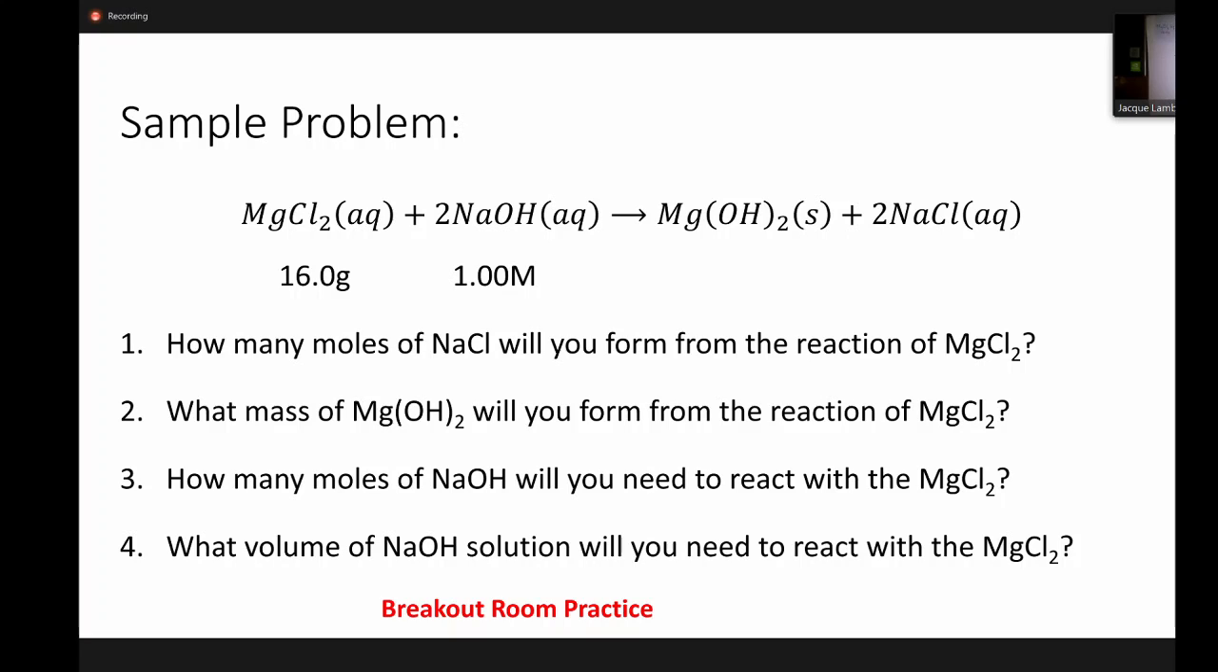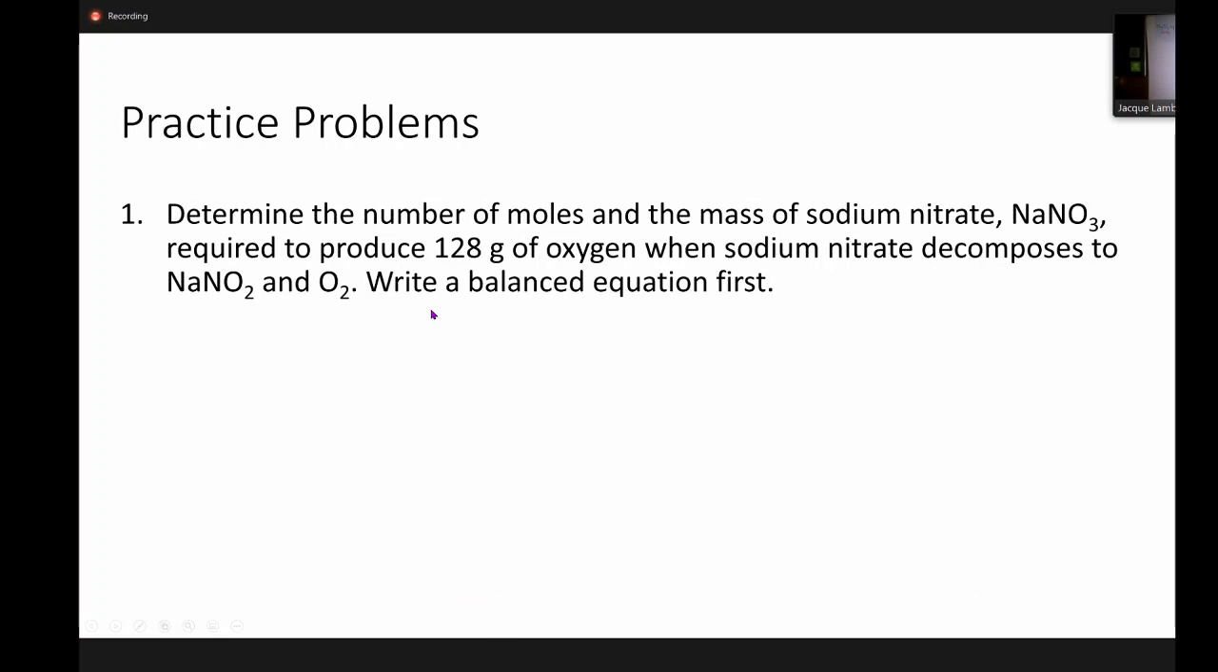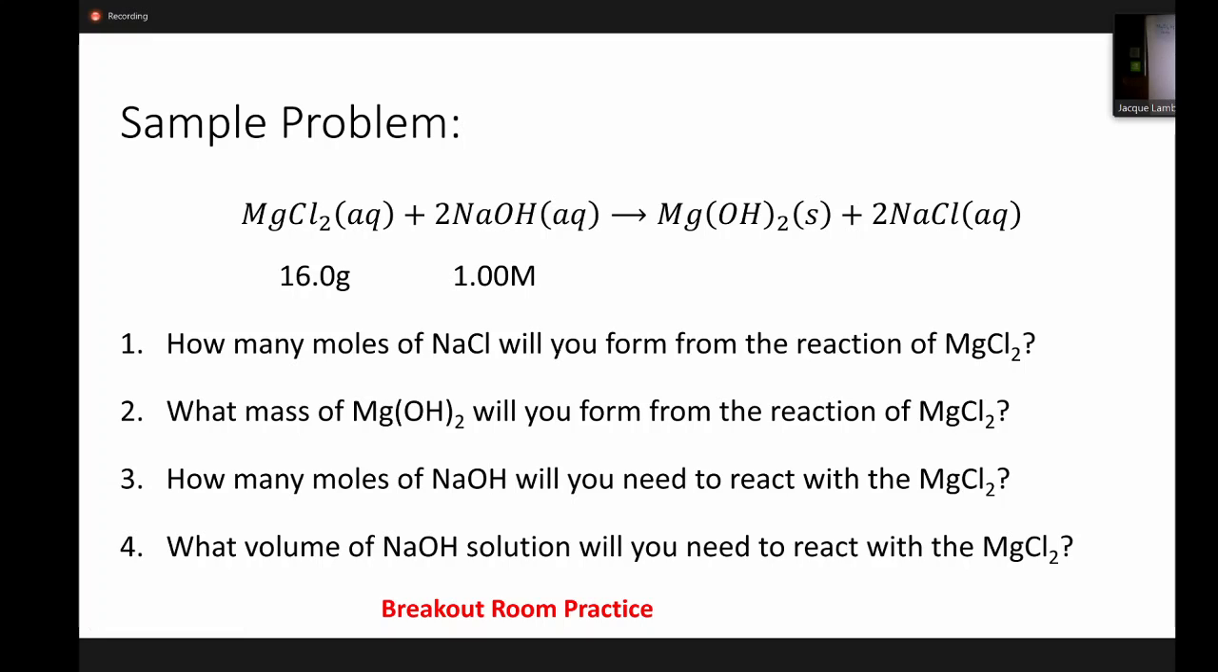If I gave you volume and molarity, you could figure out moles from that, and that would tell you the moles of magnesium chloride added. But in this case, I've told you mass. You can assume that that is 16 grams in whatever volume of magnesium chloride was added. And you will see that I have added it to 1 molar sodium hydroxide. I'm going to go back to my camera share in a moment, but let's look at the questions and we'll answer them stepwise.